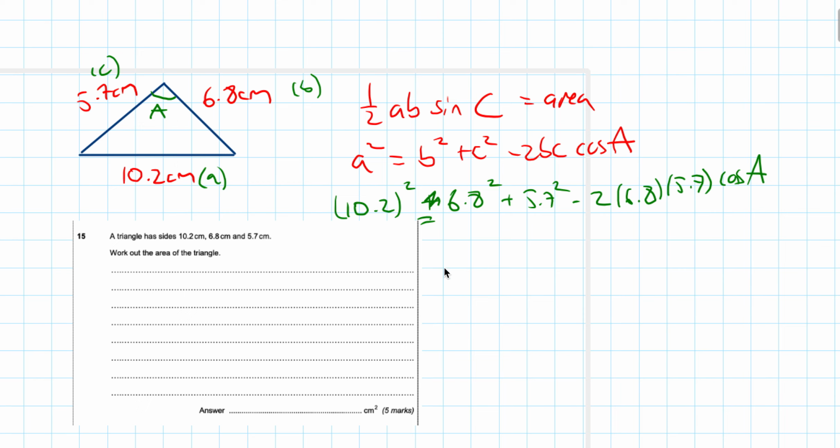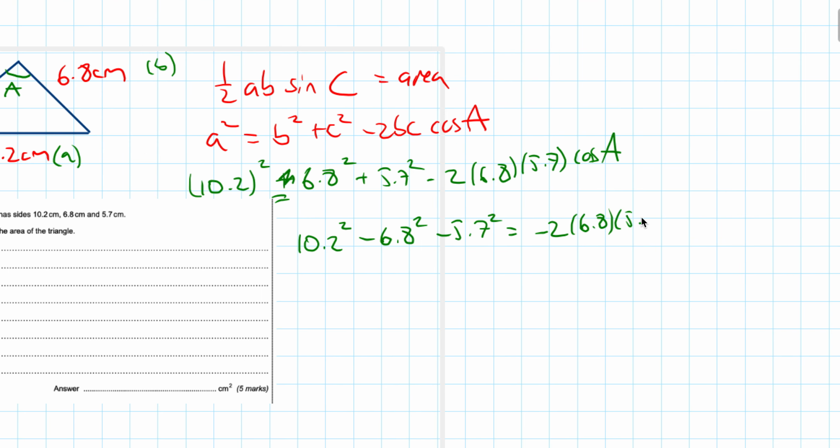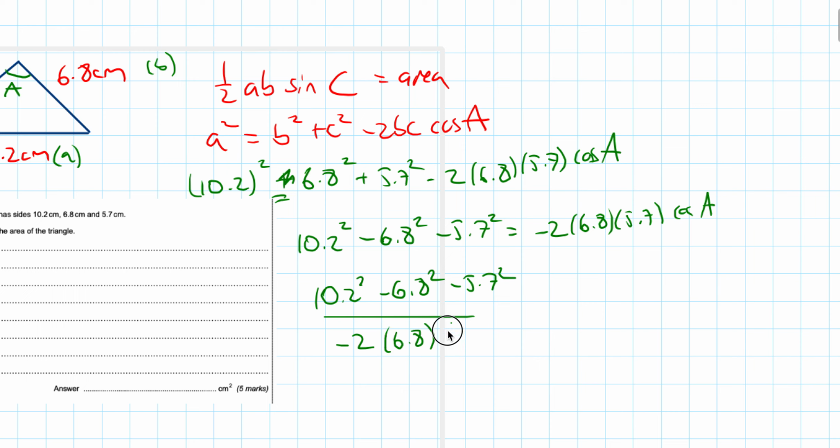From here we can rearrange our formula, so it becomes 10.2 squared minus 6.8 squared minus 5.7 squared equals minus 2 times 6.8 times 5.7 cos A, and then we're going to divide that through. Keep your numbers as squared at the minute. Don't simplify it, because you'll find that you'll end up with a very long number that you would probably want to start simplifying, and it's probably not the best idea to do that in case you round a number or you shorten it by too much.